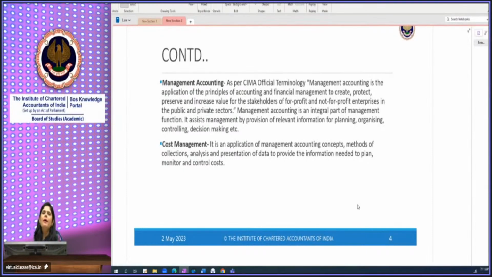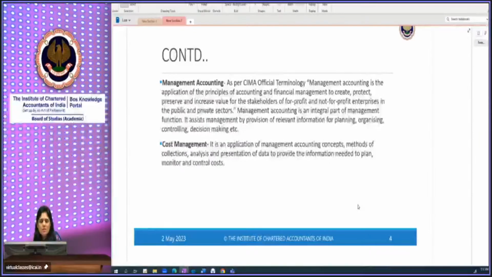So it's driven by management. So whatever are the objectives of management, everything is done keeping in view the objectives of the management and the organization. So management accounting gathers everything to increase the stakeholders' value at the end of the day. All right. So management accounting is an integral part of the management function. It assists management by provision of relevant information for planning, organizing, controlling, decision making. So management accounting gathers everything, all the techniques and the methods from all around. And then, of course, it assists management for planning, decision making, implementation, control, etc.